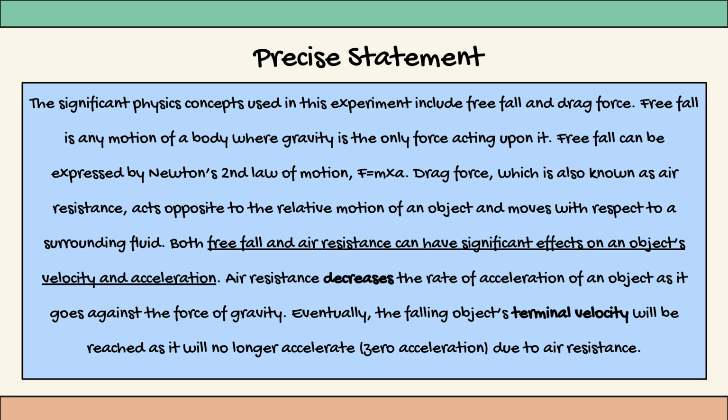Both freefall and air resistance can have significant effects on an object's velocity and acceleration. Air resistance decreases the rate of acceleration of an object as it goes against the force of gravity. Eventually, the falling object's terminal velocity will be reached as it will no longer accelerate, zero acceleration, due to air resistance.